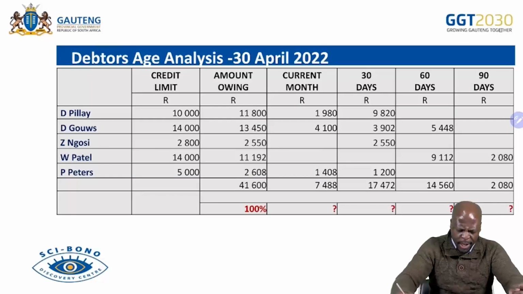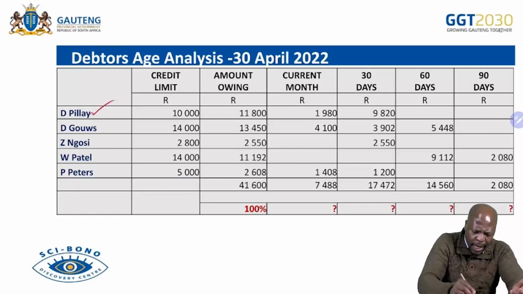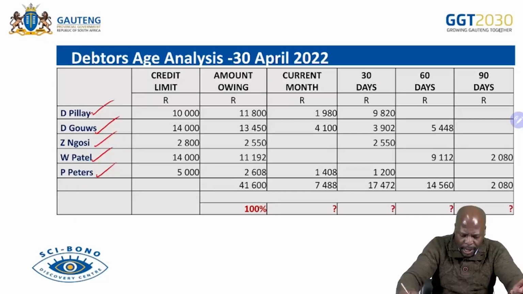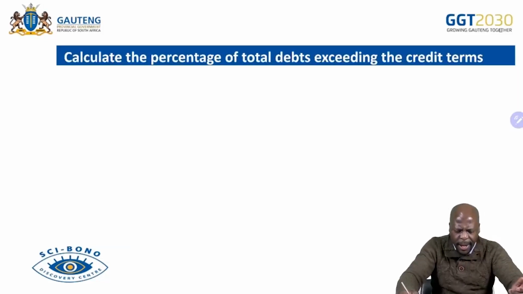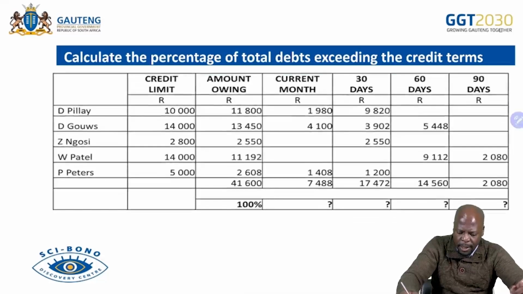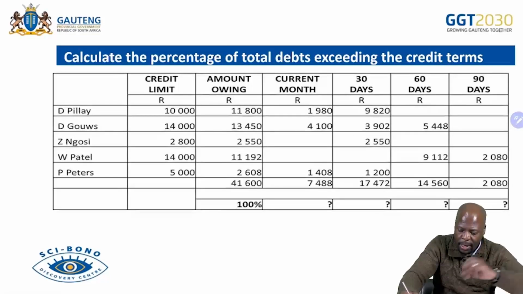Here's the debtors age analysis with D. Pillay, D. Gauss, Ngosi, Patel, as well as Peters. Let's see what it says. Calculate the percentage of total debts exceeding credit terms. Okay, so our credit terms is 30 days. So we want the percentage of debtors that are exceeding the credit terms.